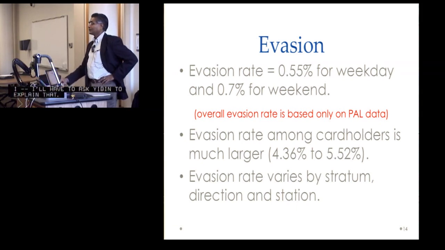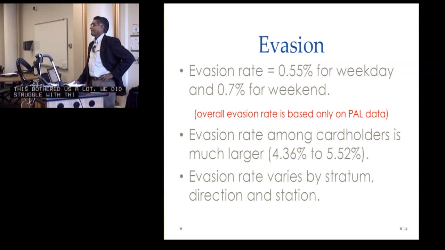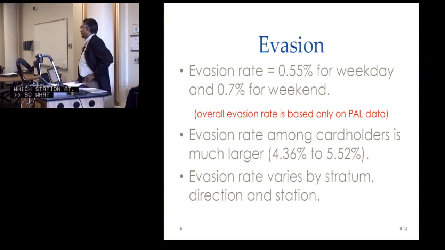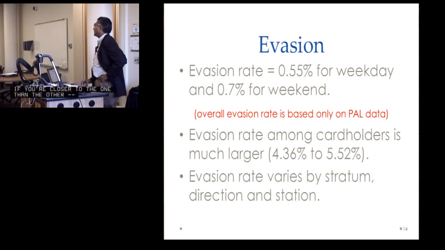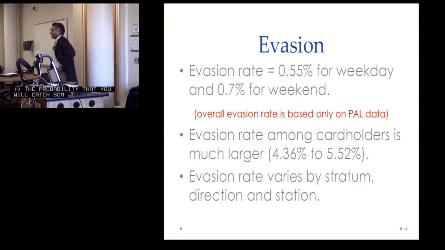This bothered us a lot. We did struggle with this, I remember. In the MPV device, they have a tag that records which close station they have. When the police tag the tickets, they have a record with around which station, I think. So what he said was in the MPV data, there is a data field that tells which station is the closest station. Okay, so if you're exactly halfway between two, it might be a bit random, but if you're closer to one than the other, the probability that you will catch somebody at exactly half is close to zero. I think it's set by the policeman.